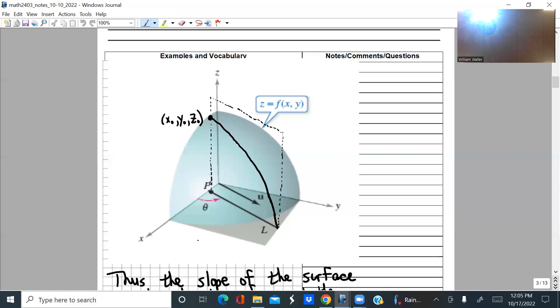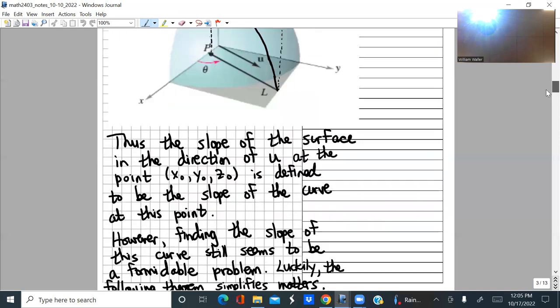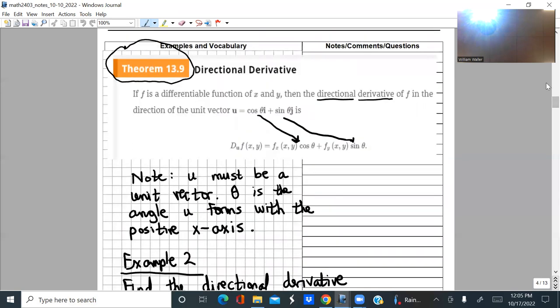Now, all of this is nice visually, but how do you execute this in practice? How do we actually do this on paper? Well, the answer turns out to be a really useful and beautiful result, a theorem. I pointed out the number of this theorem because it's referred to in the homework. They're going to say use theorem 13.9. This is just the directional derivative theorem.